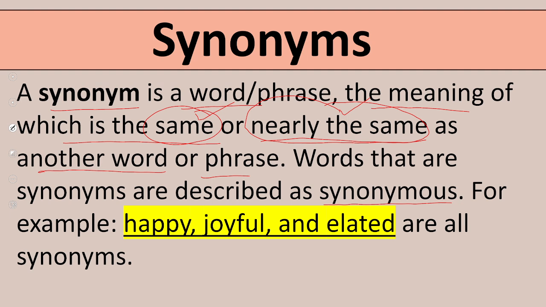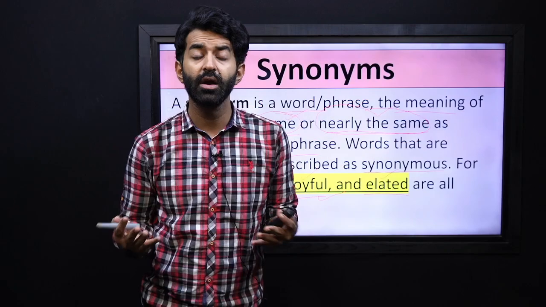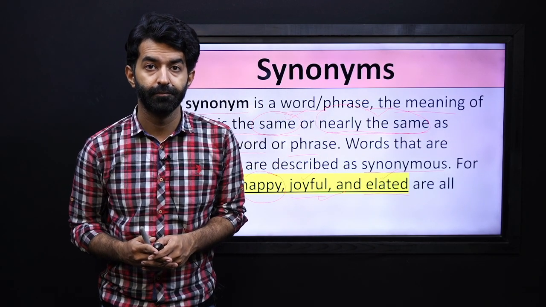For example, you have the word happy. The synonym or the synonymous words can be joyful and elated. If you want to say I'm happy and you want to choose any other word that is similar, you can say I am joyful, I am elated, etc. All of these words are synonymous to one another and they are synonyms of each other.